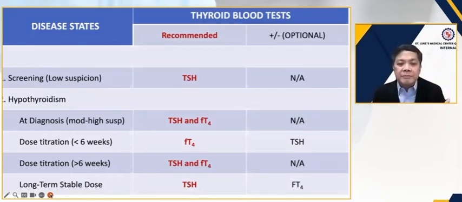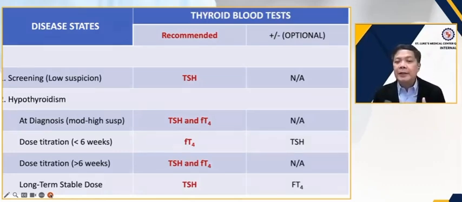How about if what you're suspecting is hypothyroidism? If your suspicion for hypothyroidism is moderate to high, all you need is TSH and FT4 because this is not screening anymore. Generally, you don't need T3. If there's T3 thyrotoxicosis, generally there's no T3 hypothyroidism. So once a TSH and FT4, that's enough.